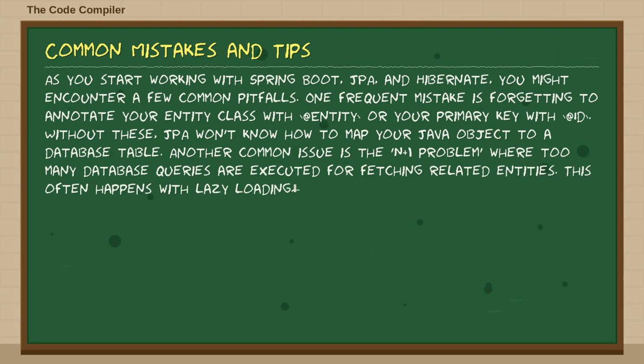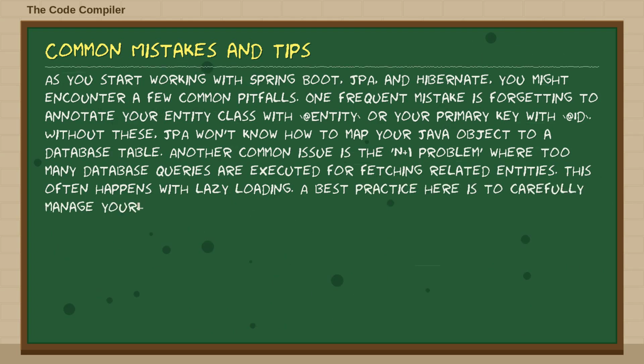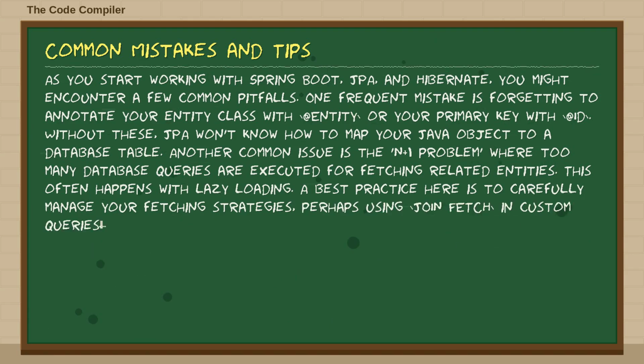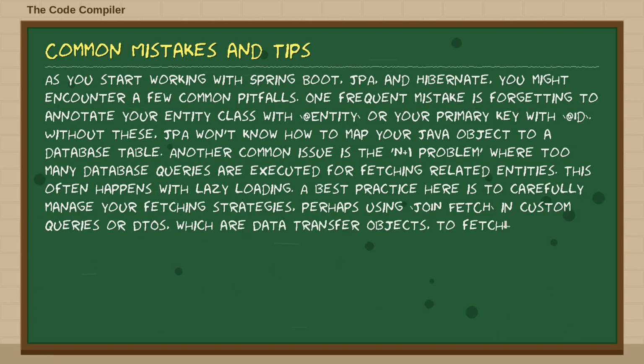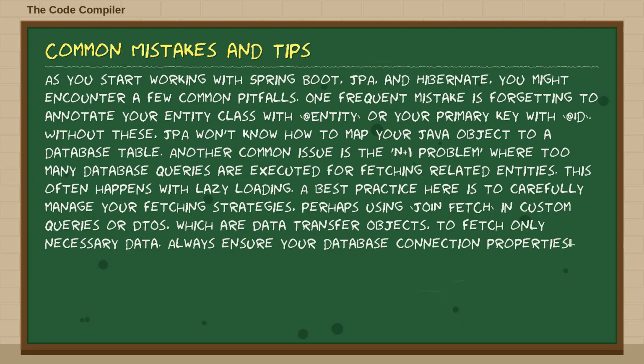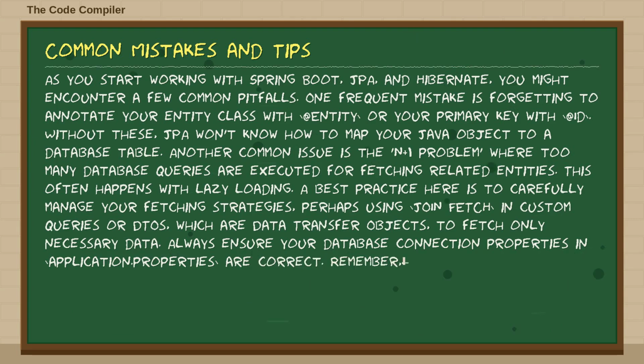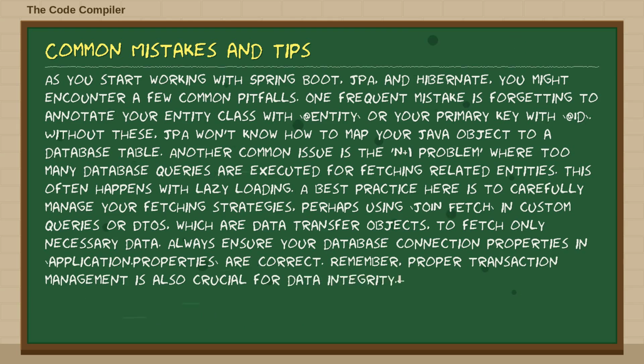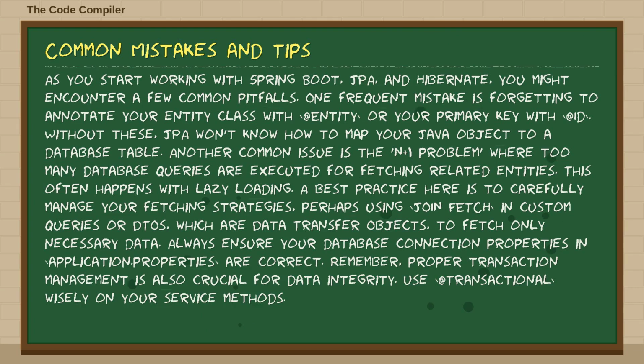A best practice here is to carefully manage your fetching strategies, perhaps using join fetch in custom queries or DTOs, which are data transfer objects, to fetch only necessary data. Always ensure your database connection properties in application.properties are correct. Remember, proper transaction management is also crucial for data integrity. Use @Transactional wisely on your service methods.